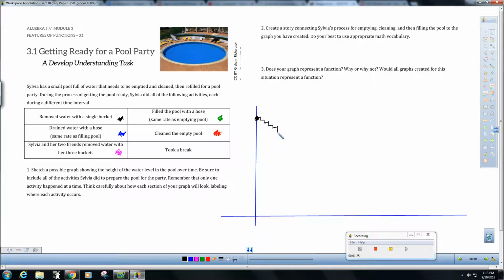Well, after that, they drained water with a hose. So that would be continuous. Maybe it was about the same rate, but now it's continuous. Well, then Sylvia and her two friends removed water with her 3 buckets. So at that point, we started removing water more quickly, because we have 3 times the buckets that we did before. Okay?